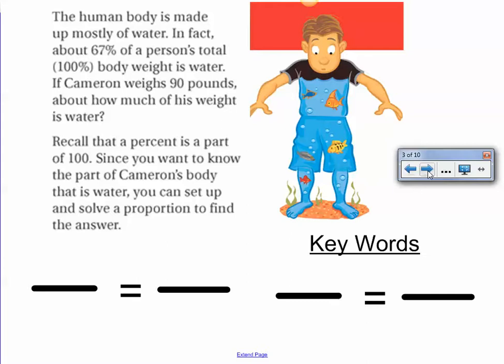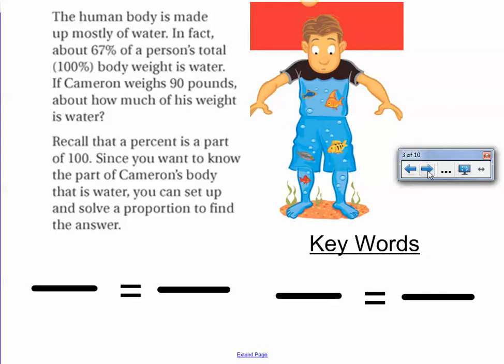So recall that percent is part of 100. Since you want to know the part of Cameron's body that is water, we can set up and solve a proportion to find the answer. If you notice on your notes pages, you have two empty proportions already drawn for you. Again, a proportion is two ratios that are equal to each other. So it's kind of like two fraction bars on your paper right now.